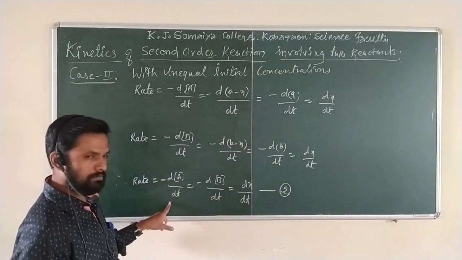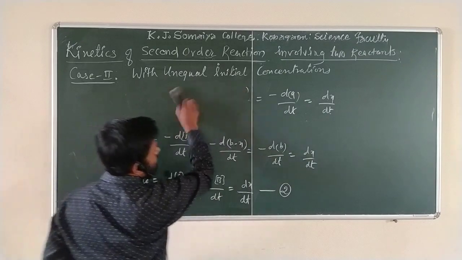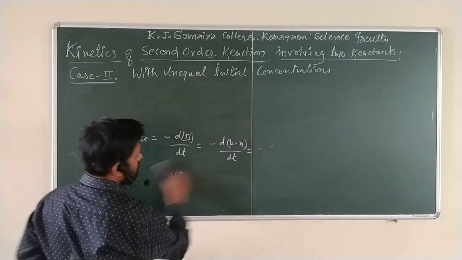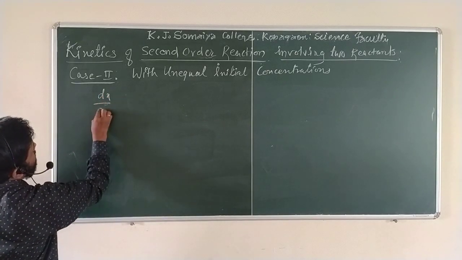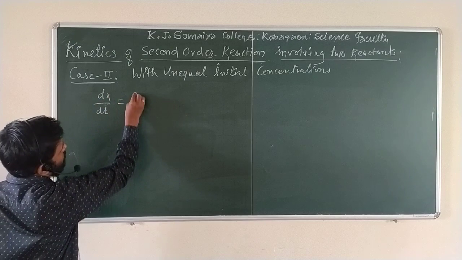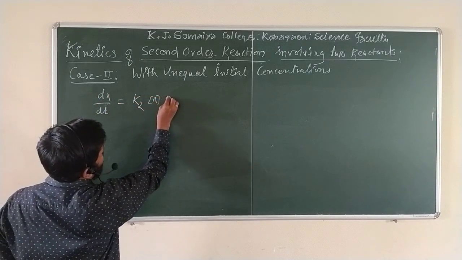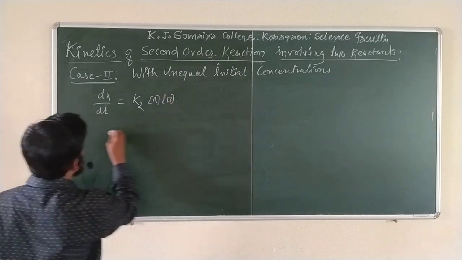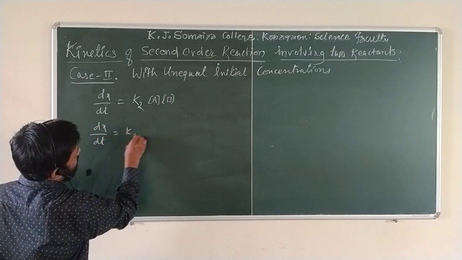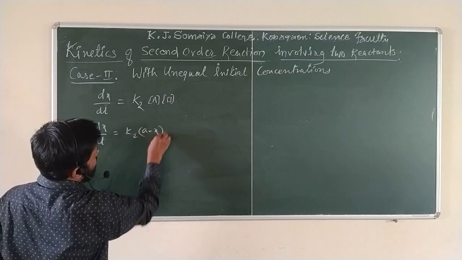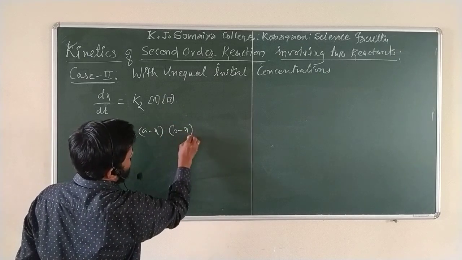The x concentration is reduced from A, and the x concentration is reduced from B also. So equation number 2 and equation number 1 can now be equated. What will you get? If you equate both equations, you will get dx upon dt equal to K2 times concentration of A and concentration of B. This is dx upon dt equal to K2 times concentration of A minus x, and the concentration of A is A minus x, and B is B minus x.